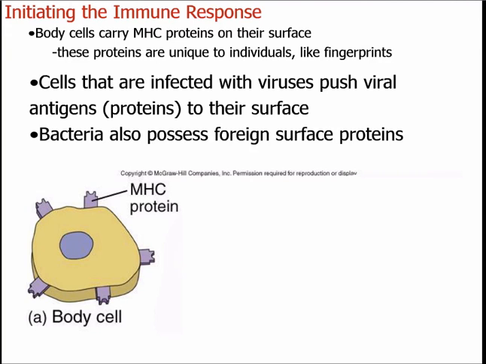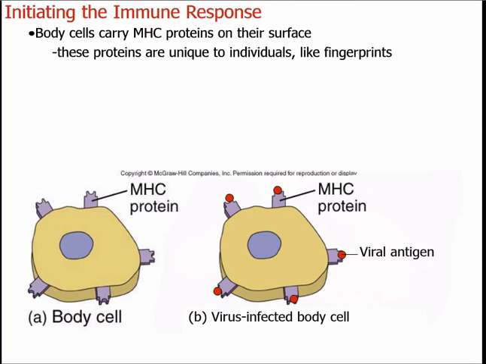However, cells that are infected with viruses are able to push proteins from the viruses to the surface of the MHC protein. Do you see those red dots now on the MHC proteins? Now, when a white blood cell rolls by this cell, it's going to touch the MHC protein that has the viral antigen on it, so now it will be a foreign protein, and the white blood cell now will know to attack. Bacteria also possess these foreign surface proteins, so in the same way, if a white blood cell touches it, it knows to attack.